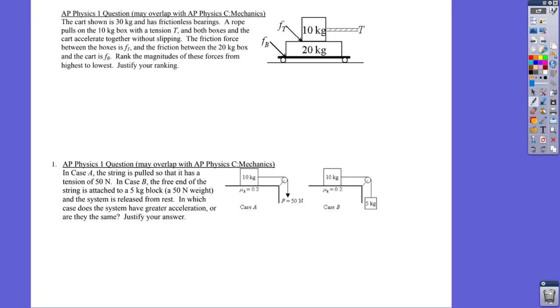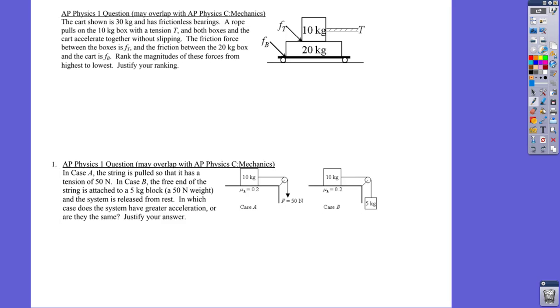Okay, so we want to rank the magnitudes of these forces from highest to lowest. I gave this question to the AP Physics 1 class, and some people did it very well. There were other common mistakes. But I would say if you draw the diagrams, everything's going to work out just right. So don't rely on your intuition. Follow the strategy and draw your diagrams.